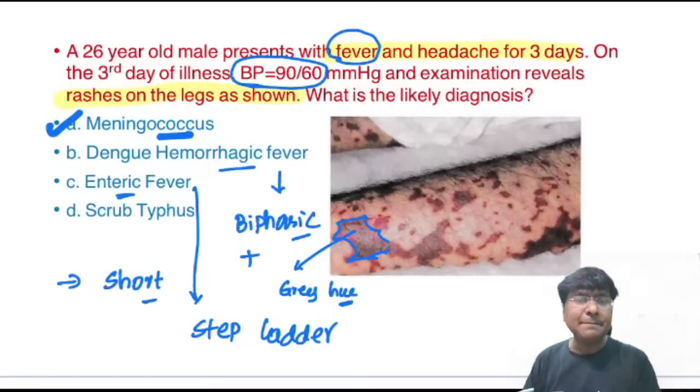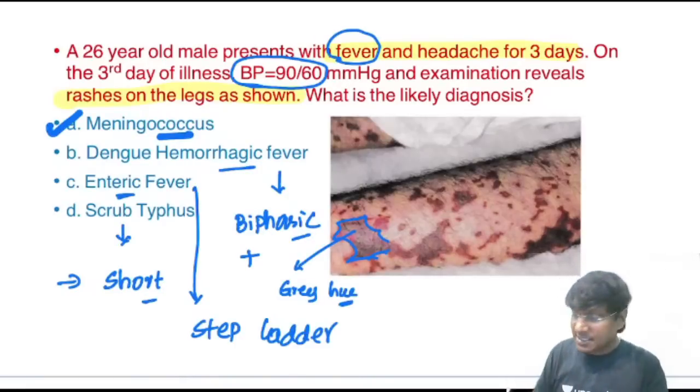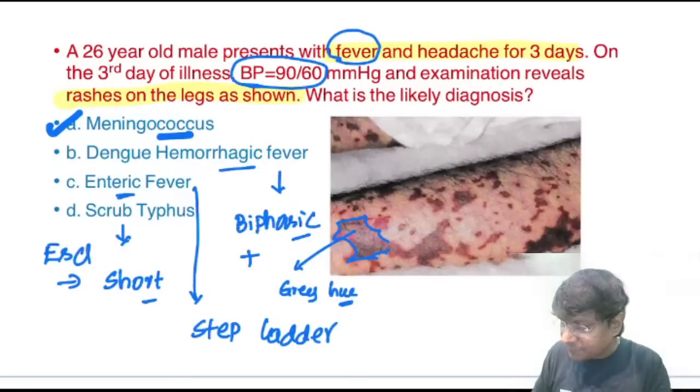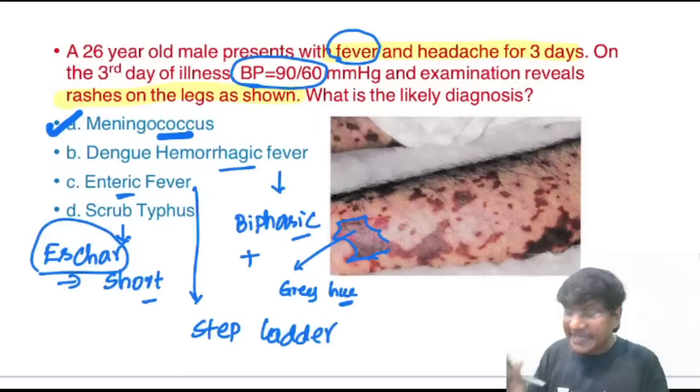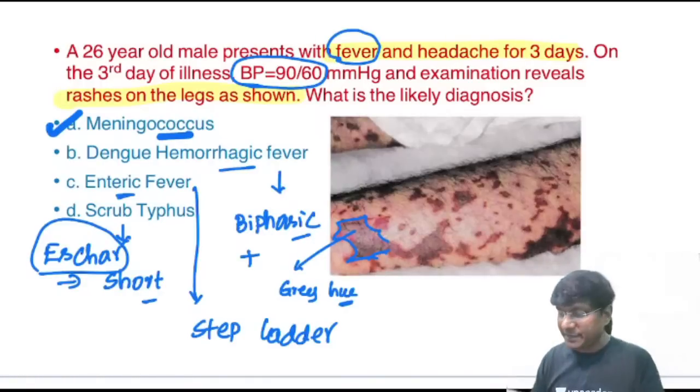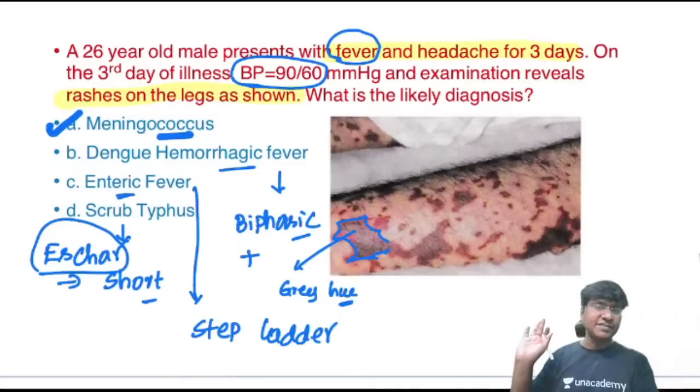Then why is scrub typhus ruled out? Scrub typhus is ruled out due to absence of eschar. See, I have shown you the first question about the eschar. Eschar is a classical manifestation in patients with scrub typhus. So this is not there, and your scrub typhus is ruled out.